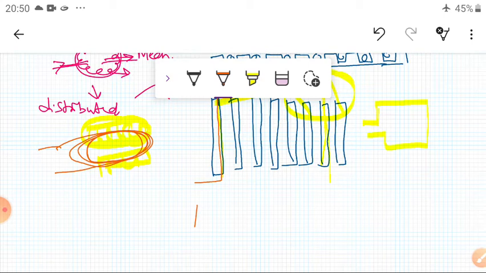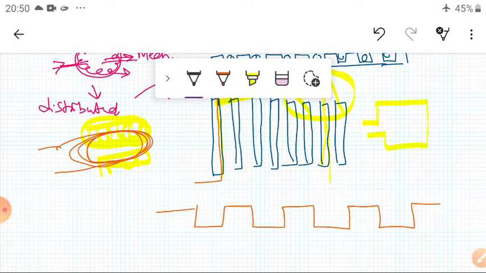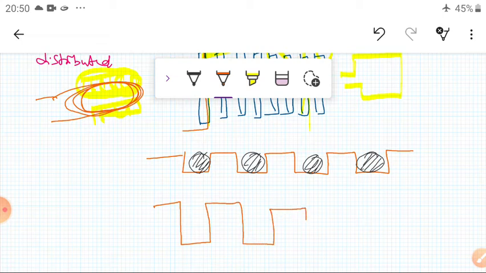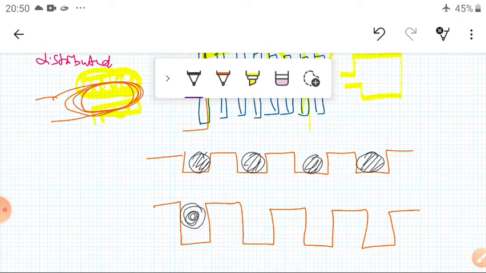Suppose this is a slot. If this winding consists of only one coil side, and each slot consists of only one coil side, then we can say this is known as single layer winding. Or sometimes I can use the double layer also. In that condition I can use one coil side here.